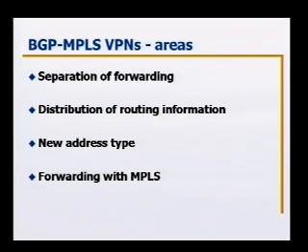So we said we want to have private networks. We don't want to mix traffic between one network and another. So we're going to see how this is achieved by doing separation of forwarding. Secondly, we said we want to achieve connectivity between all our sites. We're going to see how constrained distribution of routing information is going to help us achieve this goal. And lastly, we said we want to be able to use private addresses in each one of these private networks. So we're going to see how this is achieved by using a new address type, and how this new address type is going to ultimately force us to do forwarding with MPLS.